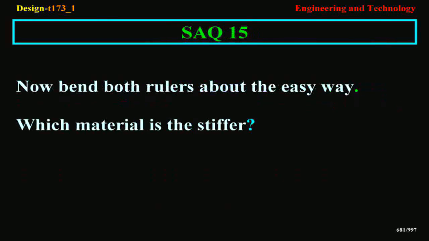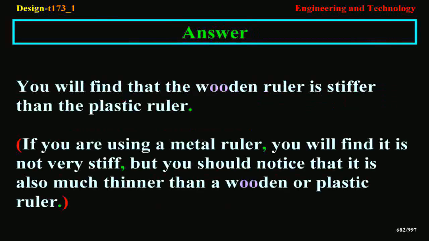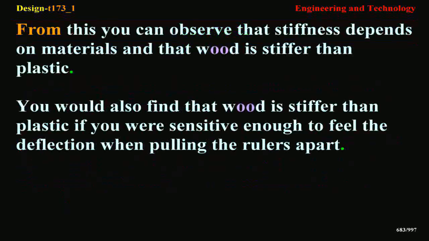Step 15. Now bend both rulers the easy way. Which material is the stiffer? Answer: you will find that the wooden ruler is stiffer than the plastic ruler. If you are using a metal ruler, you will find it is not very stiff, but you should notice that it is also much thinner than a wooden or plastic ruler. From this you can observe that stiffness depends on materials and that wood is stiffer than plastic.